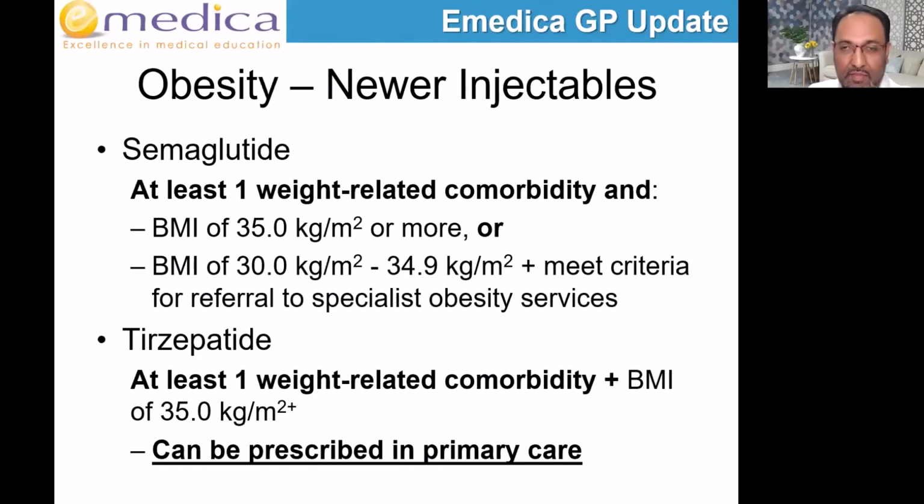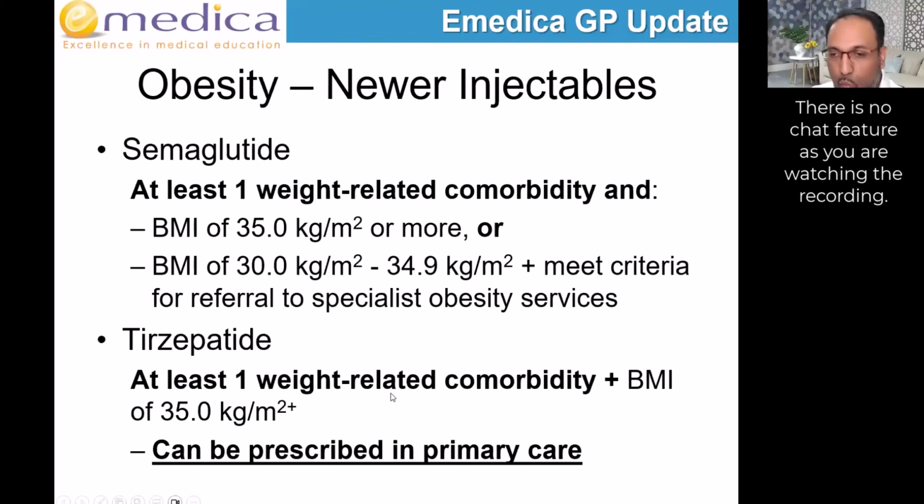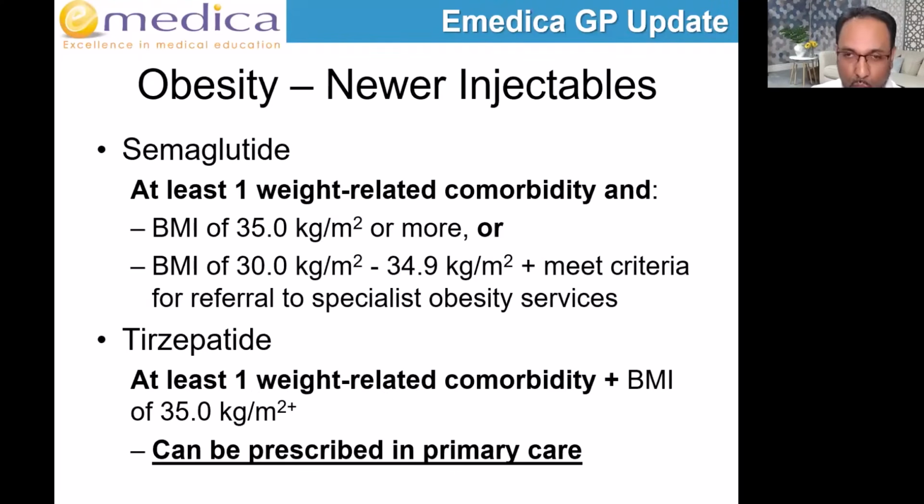Now that bit isn't widely understood by the general public. So what you're going to see is lots of people turning up asking for this just because they've heard about it and they've heard the name. Okay, so let's look at that. Type into the chat, when they say at least one weight-related comorbidity, what are the weight-related comorbidities we're talking about? What does the NICE guideline classify as a weight-related comorbidity?